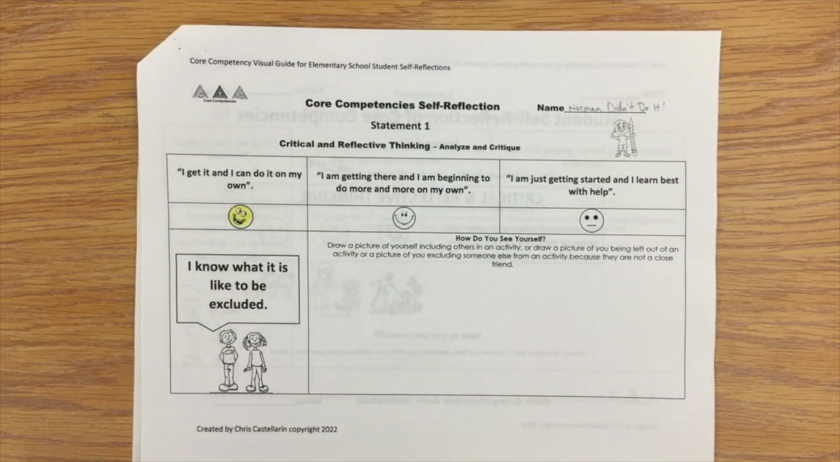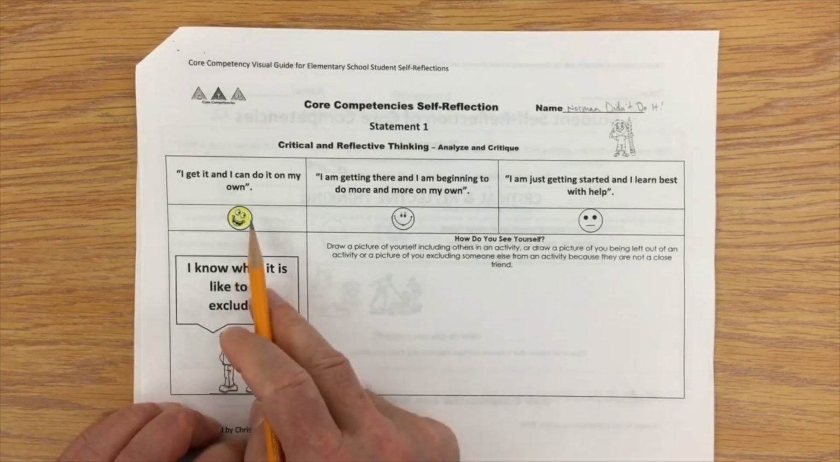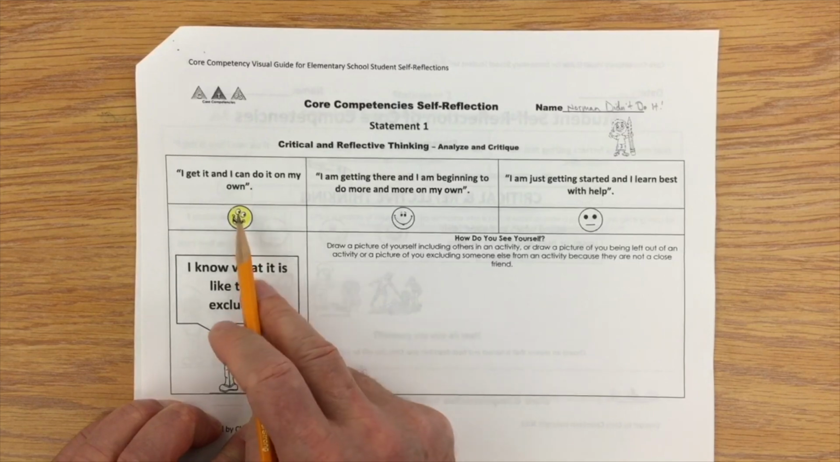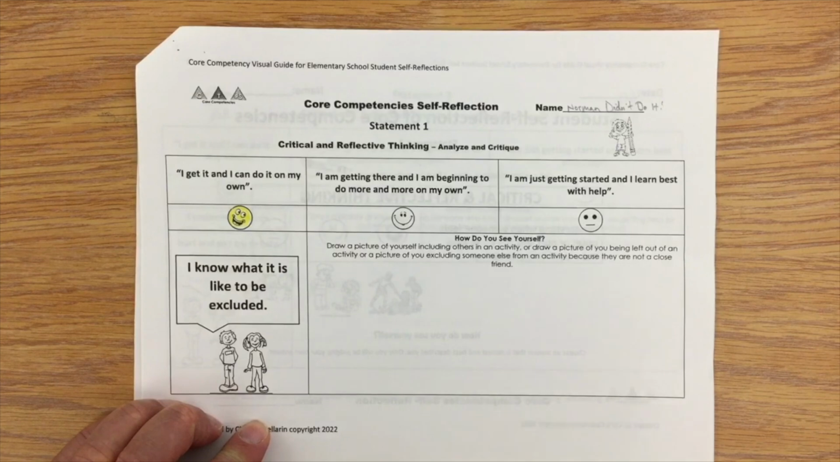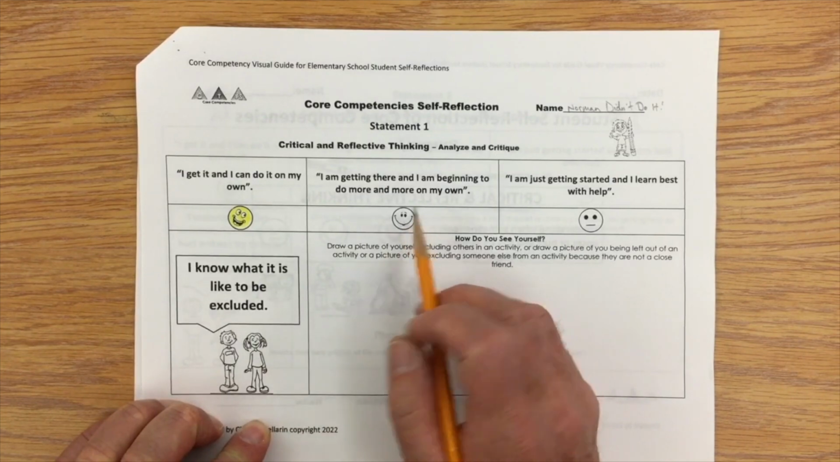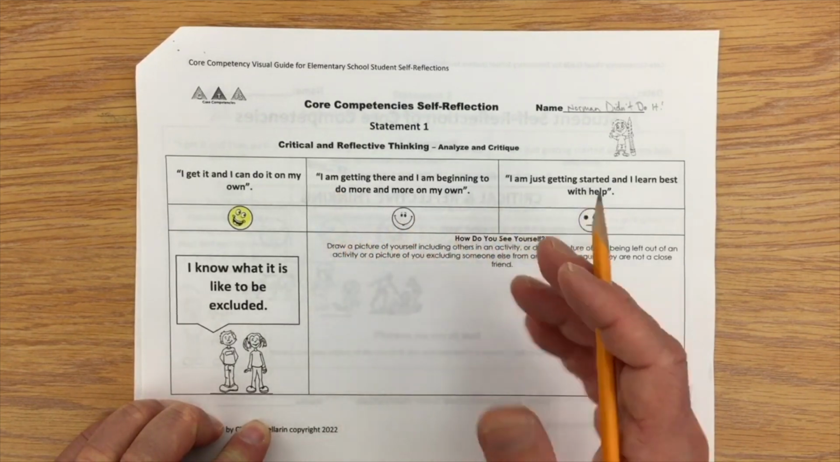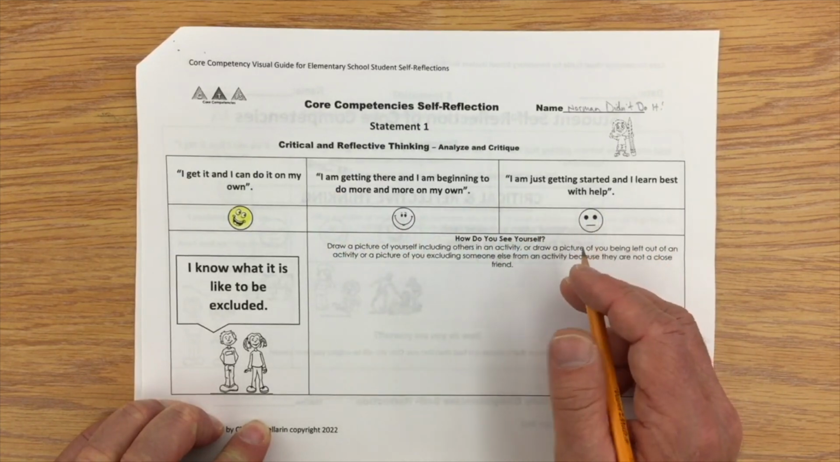Now, here on this page, where I'm asking, do I know what it's like to be excluded? I've chosen that face. And by choosing that face, I'm saying that I get it, and I can do it on my own. When I see somebody who looks like they're alone, I, on my own, by myself, can go over and show empathy and ask them if they want to join me. If I'm choosing this face, it's sort of like saying, I'm getting there, I understand it a bit, and I'm beginning to do things more and more on my own.